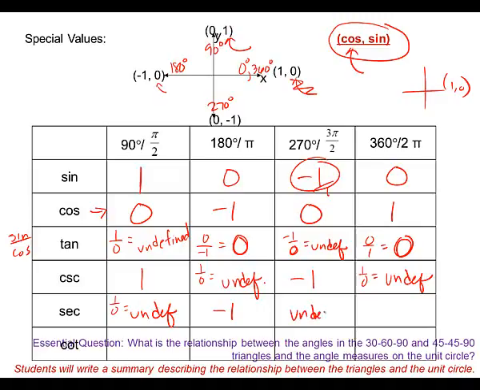I'm not going to write it down. We've written it down enough, right? It should be undefined, because it's 1 over 0. What about 360? 1. All right, and I apologize, there's words over the top of the bottom part of the table.